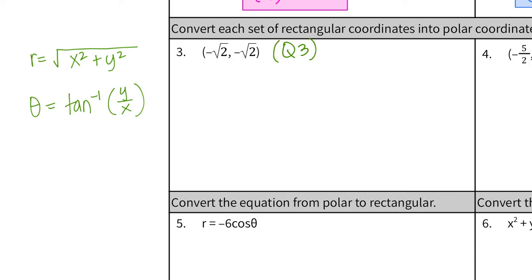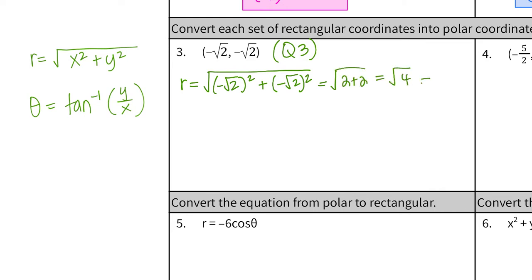All right, so let's start with r. Square root of negative square root of 2 squared plus another negative square root of 2 squared. This would be just 2 plus 2, which gives me square root of 4, which just gives me 2. Okay, so that's the first thing. Now we still need to find theta. So theta equals tan inverse of negative square root of 2 over negative square root of 2.